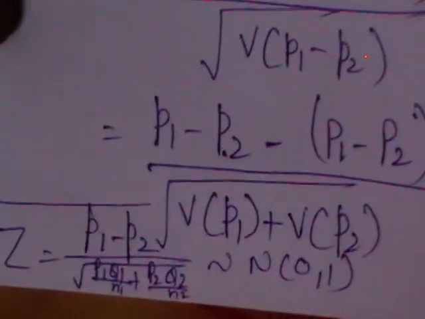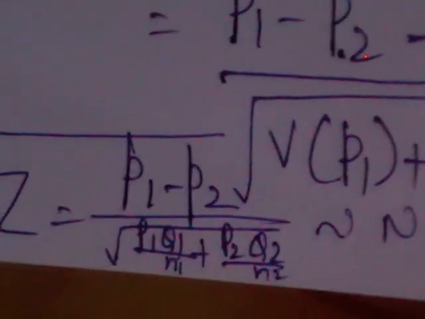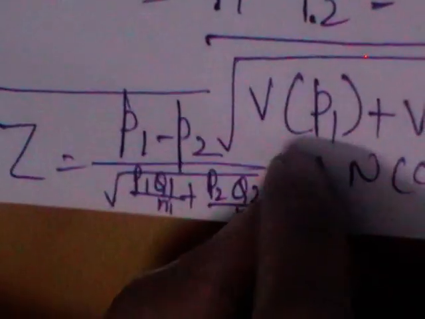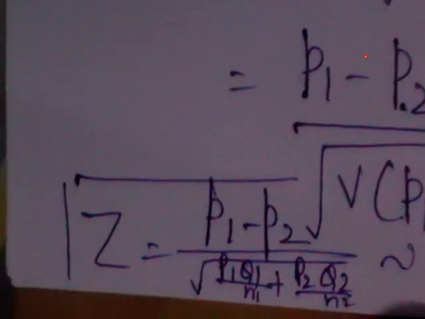Again, you can use the same decision by taking Z alpha by 2 as the critical value. When mod Z is greater than Z alpha by 2, reject H0. When mod Z is less than Z alpha by 2, accept H0.